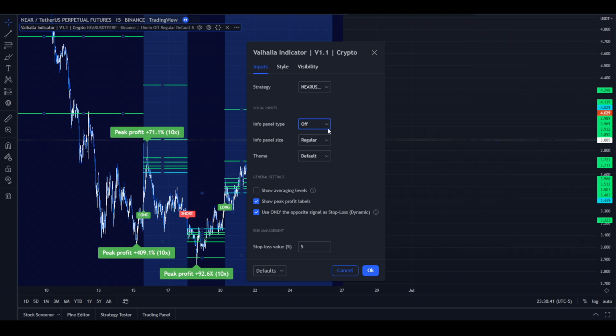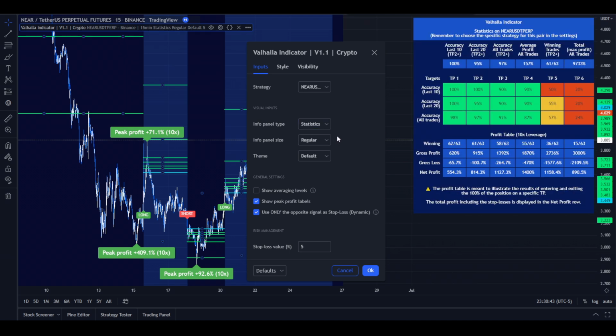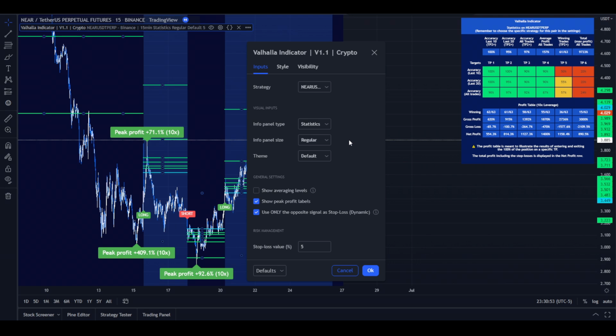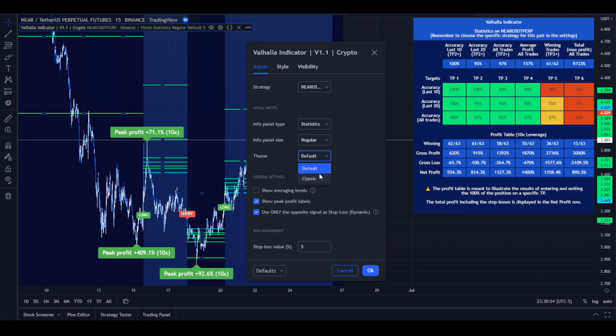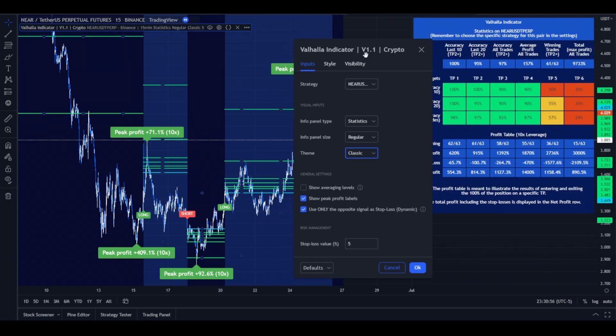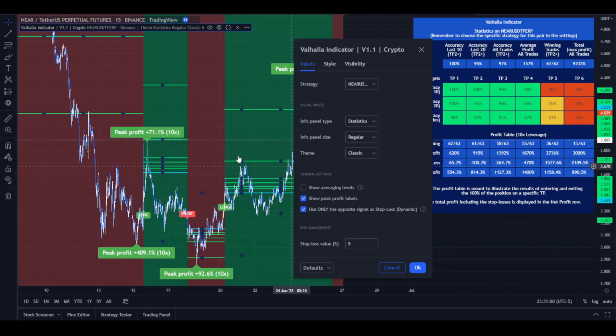On the info panel size, you can switch between regular and small size for the panels. Choose the one that fits best on your screen. On the next drop-down, you'll be able to switch between our default theme or the classic theme.